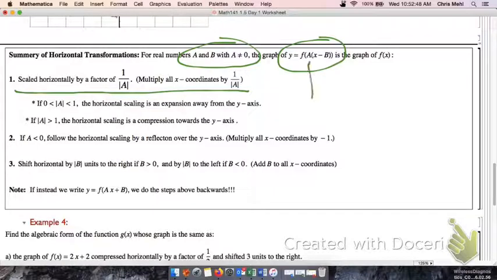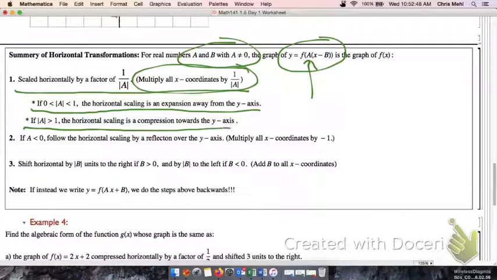So right again, up here you see a multiplication by a, but really what you're doing is multiplying all the x coordinates by 1 over a, or, well, the absolute value is getting rid of the negative. Now you would see that if a is between 0 and 1, like 1/2, it actually becomes an expansion away from the y-axis by the reciprocal of a. And when a is greater than 1, like in examples b and c above, remember a was 2, the horizontal scaling ended up being a compression.